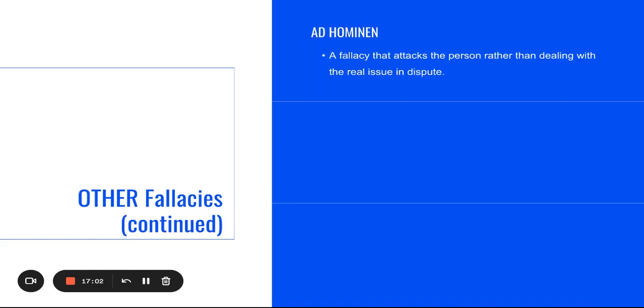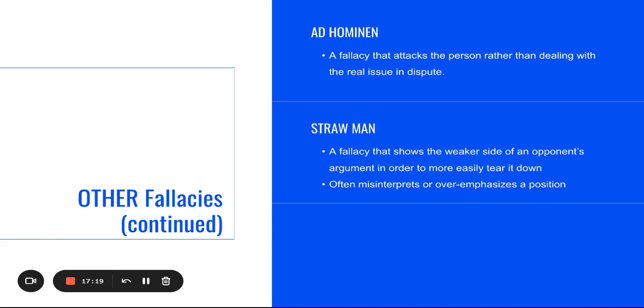Other fallacies: ad hominem, a fallacy that attacks the person rather than dealing with the real issue or dispute. I would say, think about maybe when we're kids and we're fighting with someone, and because we don't agree, then our comeback is, well, you're ugly or you're stupid, because we don't really know what to say. I would say that happens a lot of times in political debates, where they begin to attack character instead of the issue.